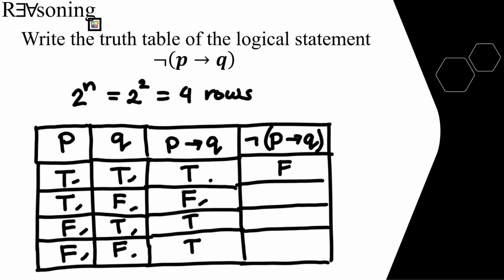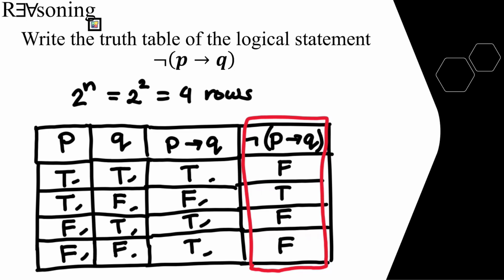This is false, so we'll have here true. This is true, this should be false. And this is also true, this should also be false. This completes now the truth table for the logical statement, the negation of if P, then Q.